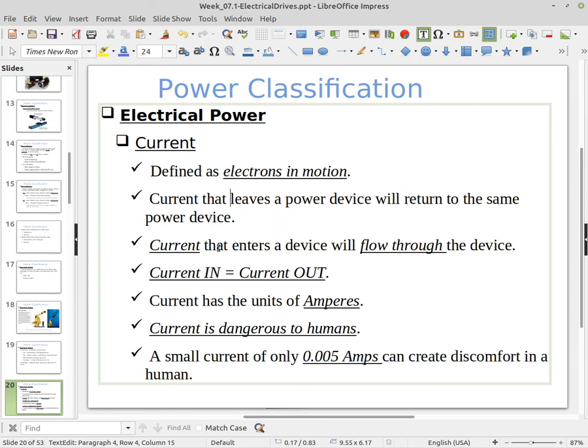Okay, so current flows through an entire device. Current in is equal to the current out. So as I just said, if I have 5 amperes flowing out the top of the positive of a battery, at that exact same time I also have 5 amperes of current flowing into the negative side of that battery. The unit for current is amperes. And it's actually the current, the flow of that charge, that can cause harm.